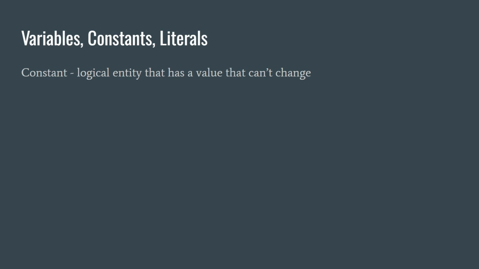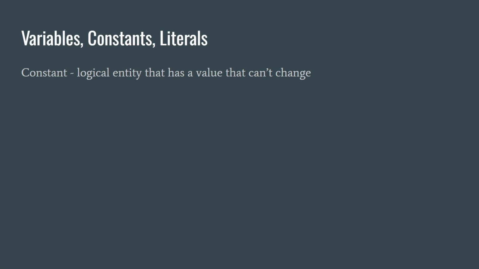Constants, just like the word implies, is kind of the opposite of variable. It's a logical entity that has a value that can't change. We'll see in the next slide the difference between constants and literals. Linguistically, they sound very similar, but they're different in programming. So constants are going to be just like the variables, but they're not allowed to change. And depending on the language that you're using, there's different ways to indicate this.